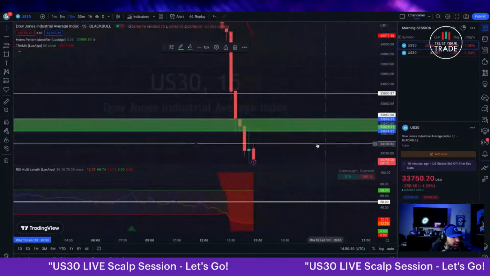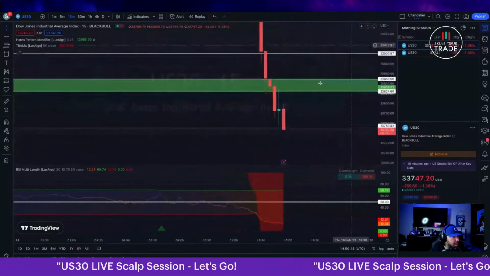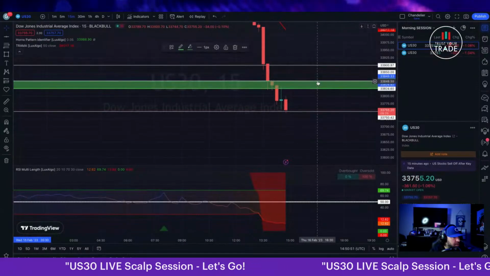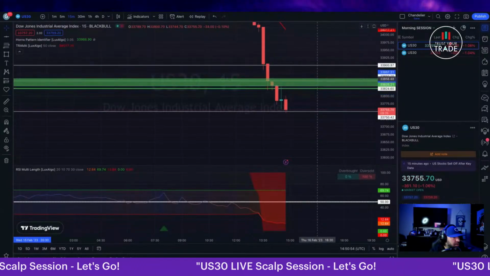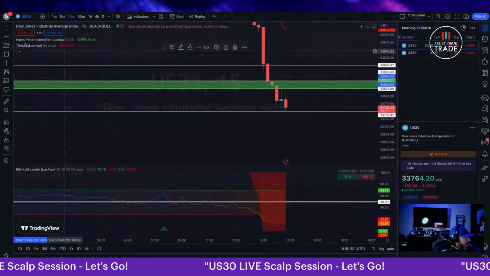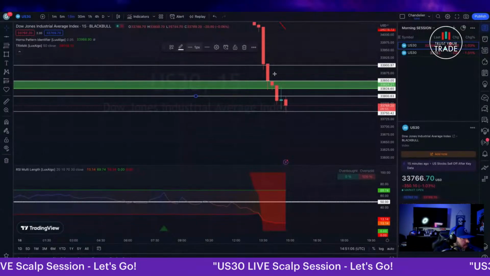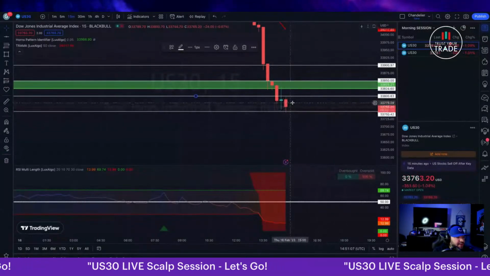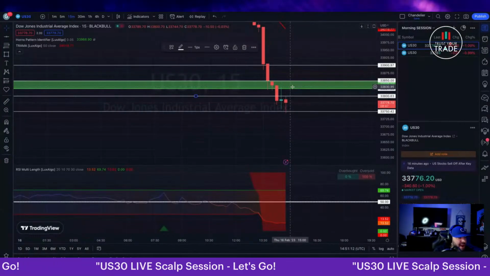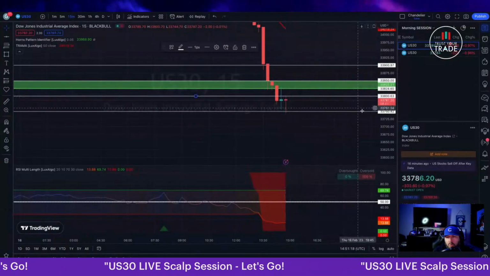Let me see if I can get this even better here. I want that to stay there. Okay, so obviously, look, we respected this 33,800. So that may be an area that we move down to, somewhere in between here. But we're going to see if it breaks this and moves back up. So we're just being patient right now.